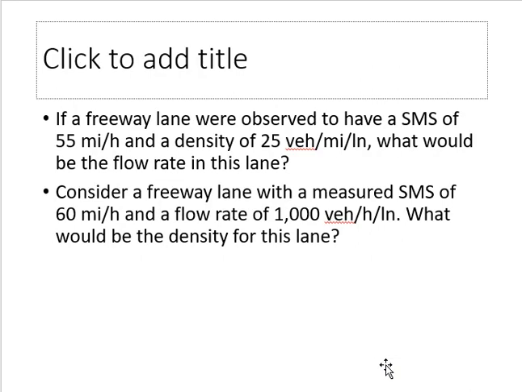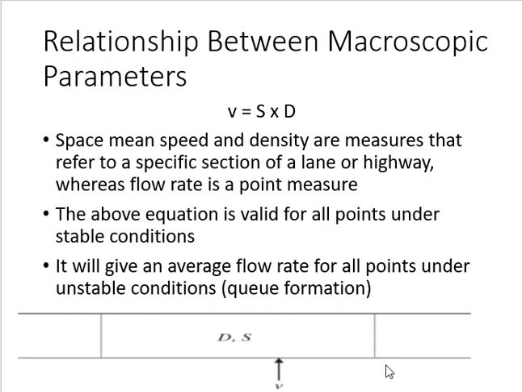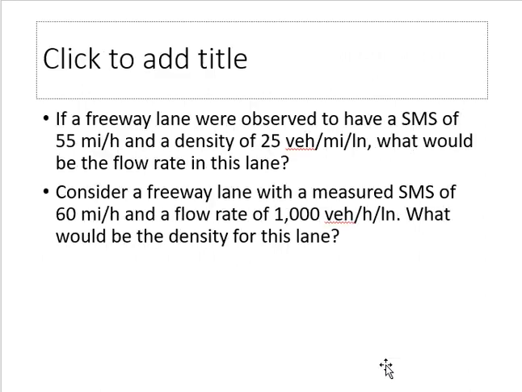Two very simple questions. Now remember the equation is what? V equals S into D, right? Rate of flow equals speed into density. Look at the first question. If a freeway lane were observed to have SMS of 55 miles per hour and density of 25 vehicles per mile per lane, what will be the flow rate?